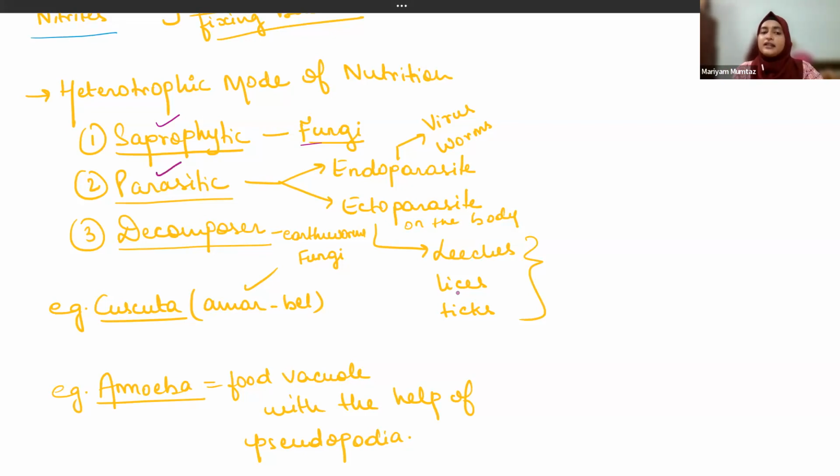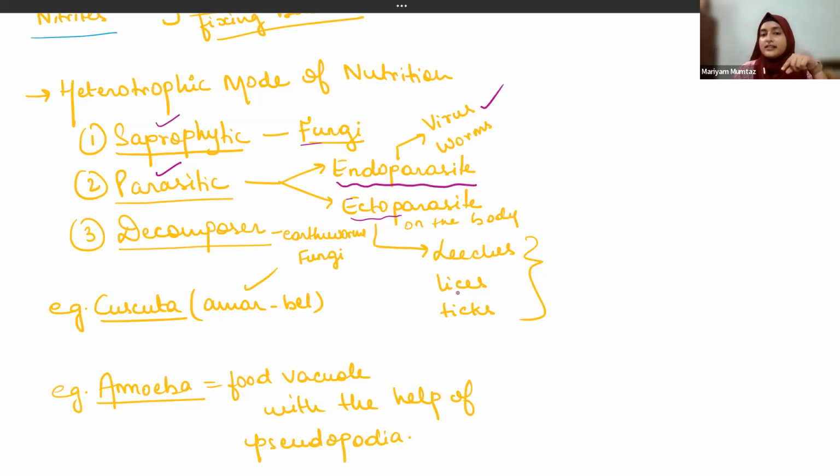Then there is parasitic, meaning they are deriving the nutrition from the body of another organism. Meaning they are not making their own food, rather they are depending on the other organisms to get their food. Parasites are of two types, endoparasite and then there is ectoparasite. So endo and ecto. Endoparasites are those parasites that are present inside the body.